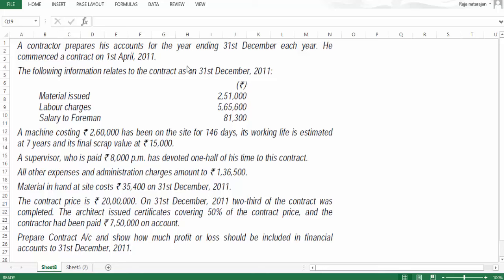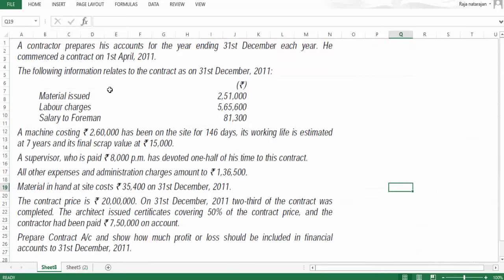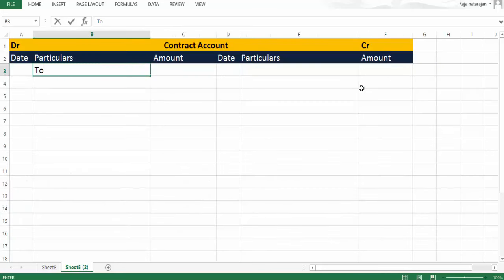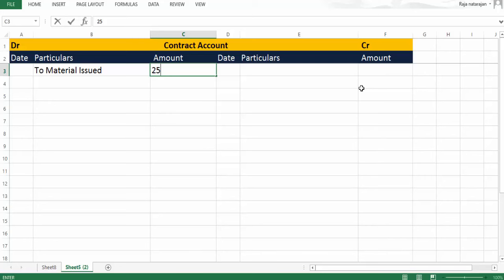So we have to keep this in mind, and we have some other charges related to the contract like material issued, labor, salary. Let's capture all this one by one in our contract account. So let me take you to the contract account. Here we have the structure of the contract account with debit, credit, everything. So let's get started. The first item is material issued, which should be debited to contract account. So we'll say to material issued, and the amount is 2,51,000.